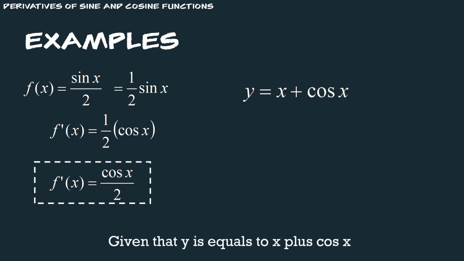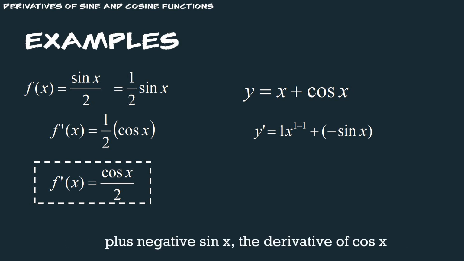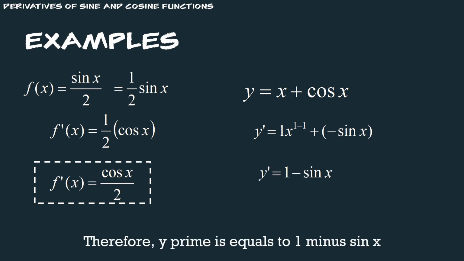Given that y is equal to x plus cosine x, y prime is equal to 1 multiplied to x raised to 1 minus 1 plus negative sine x, which is the derivative of cosine x. Therefore, y prime is equal to 1 minus sine x.